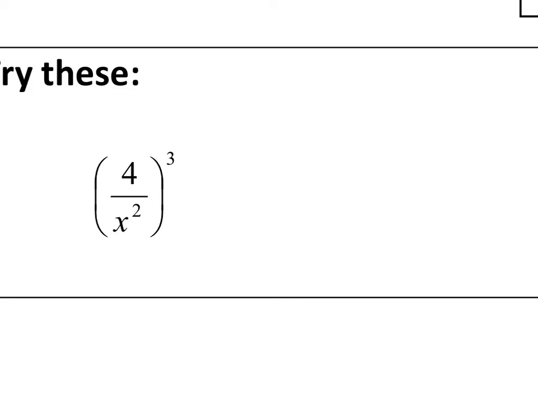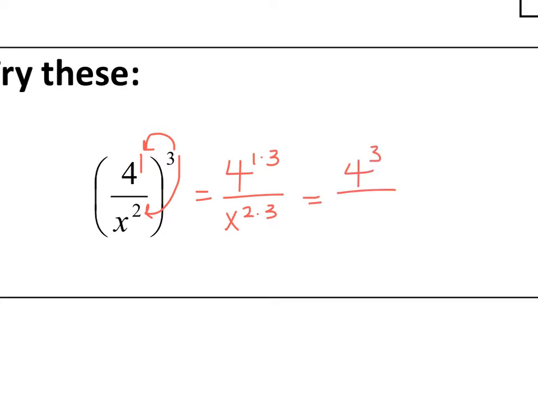So if we have 4 over x squared, we're going to write that as 4 to the first. We're going to multiply 3 times that exponent and 3 times that exponent. So we'll get 4 to the 1 times 3 and x to the 2 times 3. This will give us 4 to the third. X to the 2 times 3 is x to the sixth. And we can evaluate this. 4 to the third is 64. It's a perfect cube over x to the sixth.